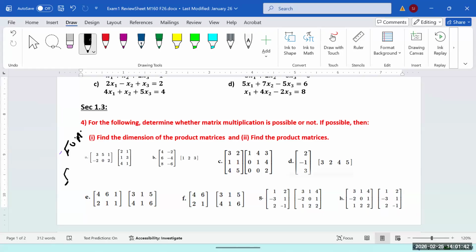Why is my ink disturbing? Come on. How about this one? No, same.